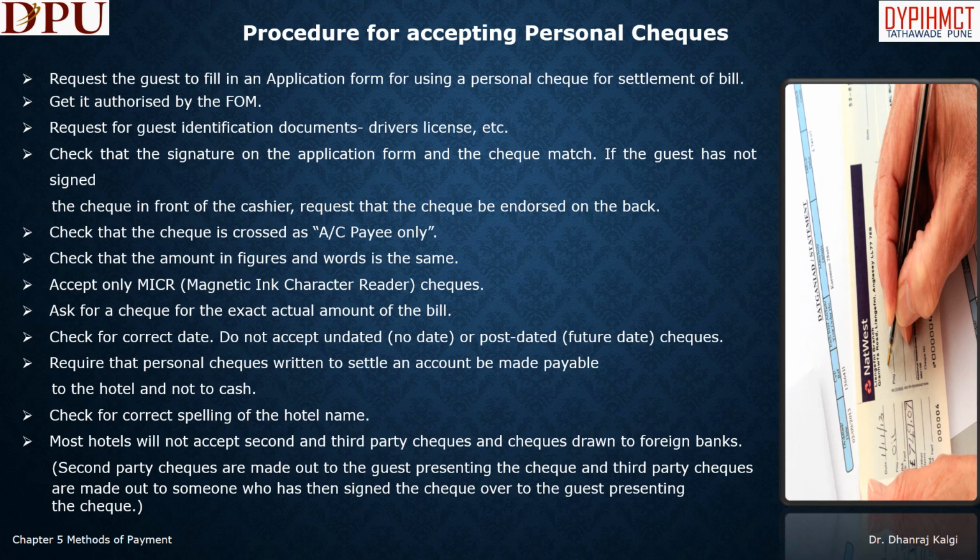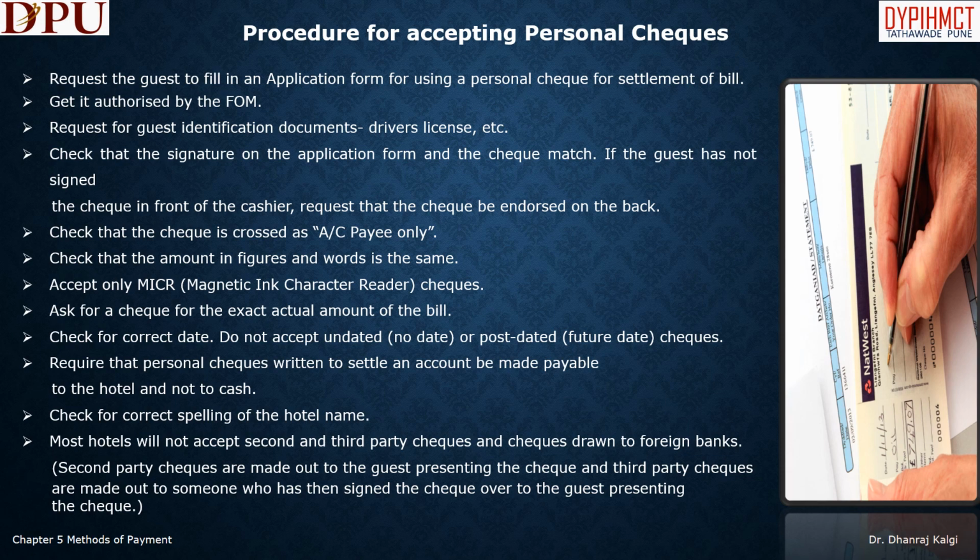Accept only MICR, magnetic ink character reader, checks. Ask for a check for the exact actual amount of the bill. Check for correct date. Do not accept undated, no date, or post-dated, future date, checks. Require that personal checks written to settle an account be made payable to the hotel and not to cash. Check for correct spelling of the hotel name.